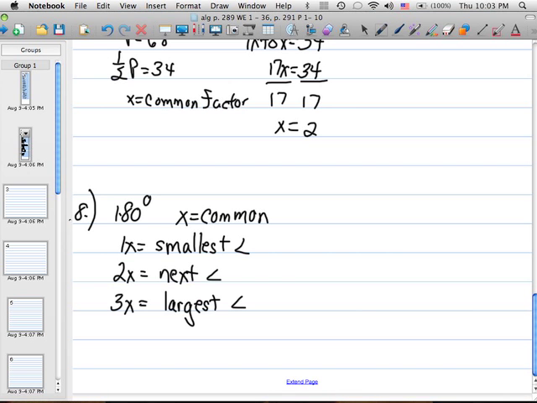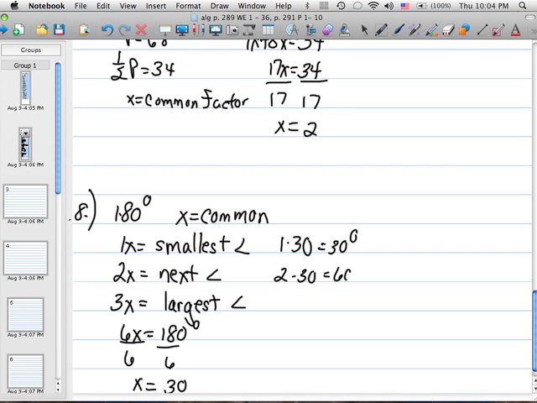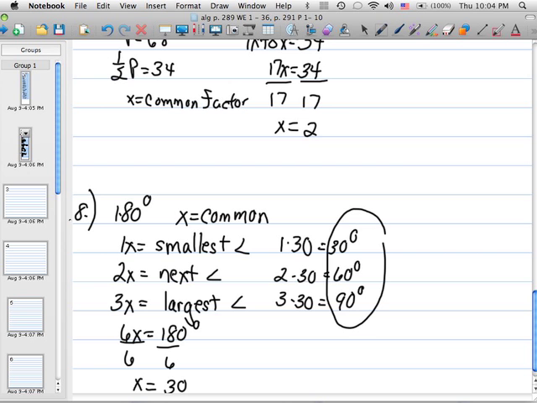And together, if you add these up, 1x plus 2x plus 3x, that's 6x. They have to add up to 180 degrees. Divide by 6, and the common factor is 30. So 1 times 30, the smallest angle is 30 degrees. 2 times 30, the next angle is 60 degrees, and 3 times 30, the largest angle is 90 degrees, and they add up to 180.